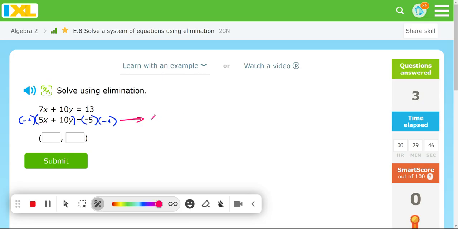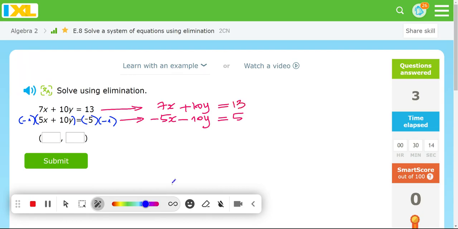Negative 5x. Negative 1 times 10y, negative 10y. And then on the right side, negative 5 times negative 1, positive 5. Now, the first equation, you didn't do anything. You just rewrite exactly on top. 7x plus 10y equal 13.